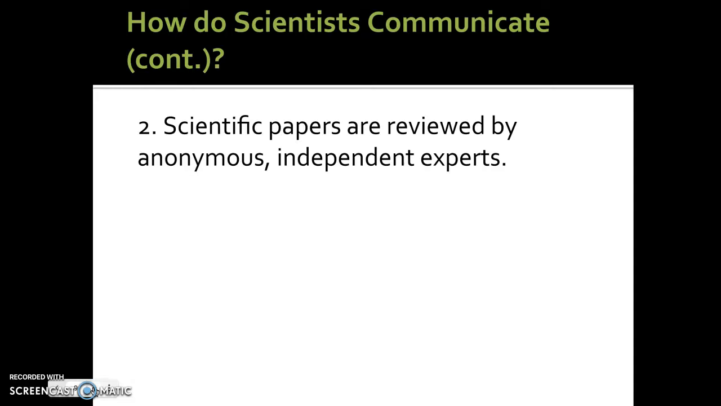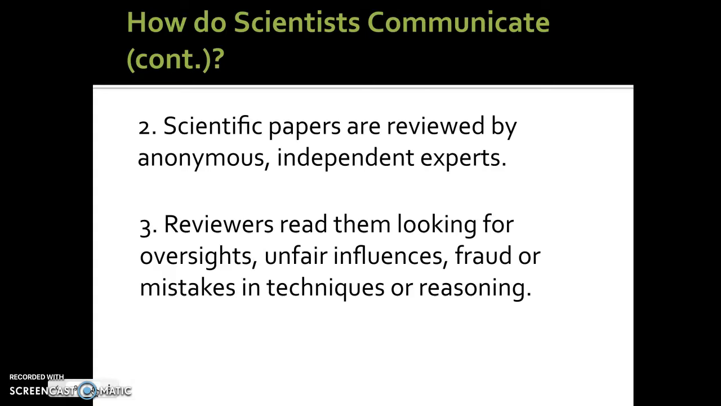These scientific papers are reviewed by anonymous, independent experts. We obviously have people that know more about certain areas of science than others. And so these experts from all around the world review it. And here's why they review it. They're looking for any oversights, anything that someone may have missed, an unfair influence that may have affected the data in some way, shape, or form, any fraudulent activity or mistakes in techniques that might have happened, or in terms of reasoning. And so this can be difficult for scientists to hear, but it's an important part of the process.